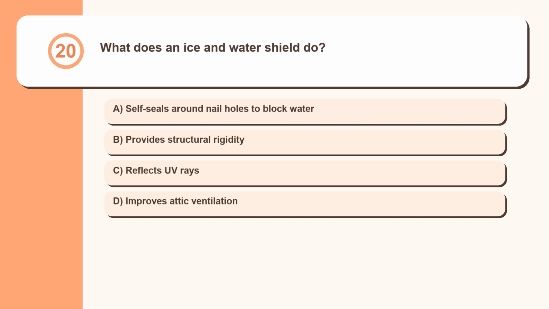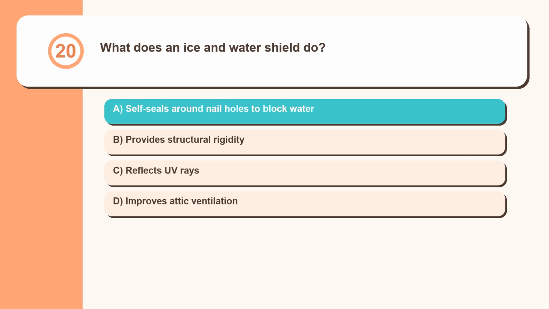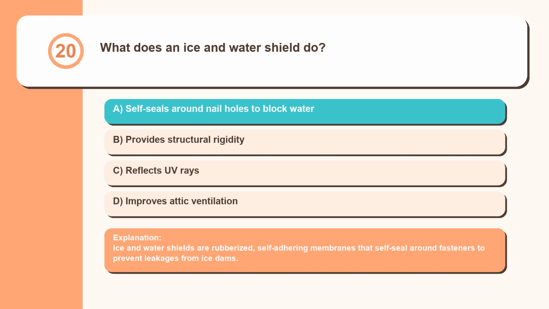Question 20. What does an ice and water shield do? Self-seals around nail holes to block water, provides structural rigidity, reflects UV rays, improves attic ventilation. Ice and water shields are rubberized, self-adhering membranes that self-seal around fasteners to prevent leakages from ice dams.